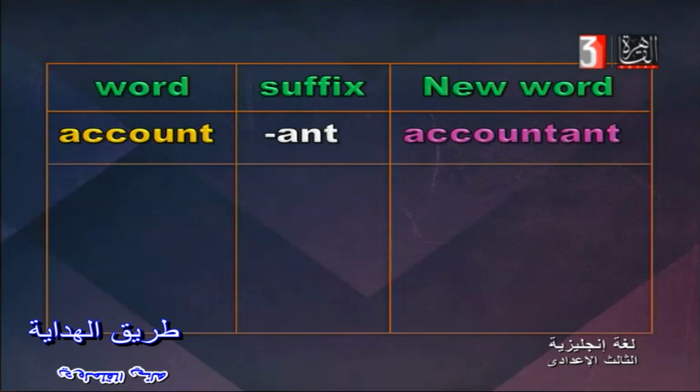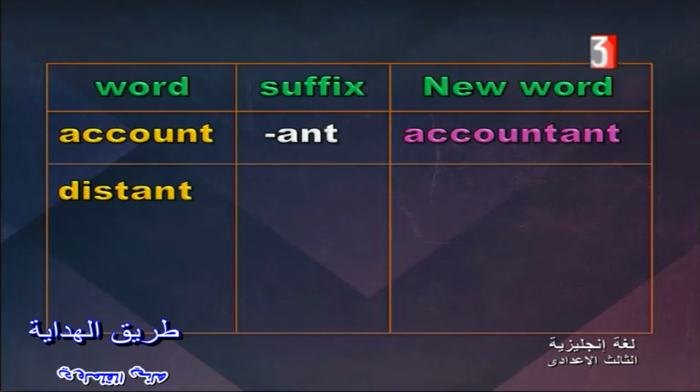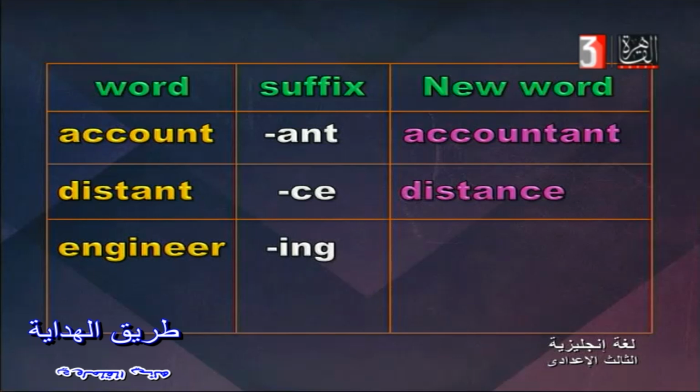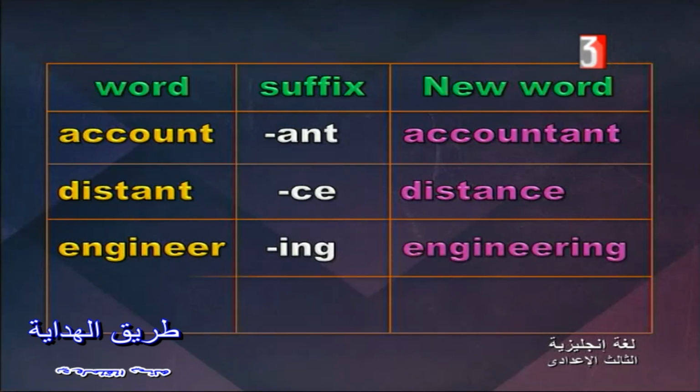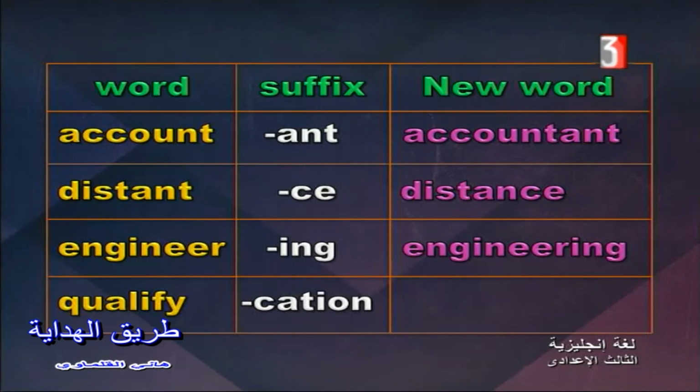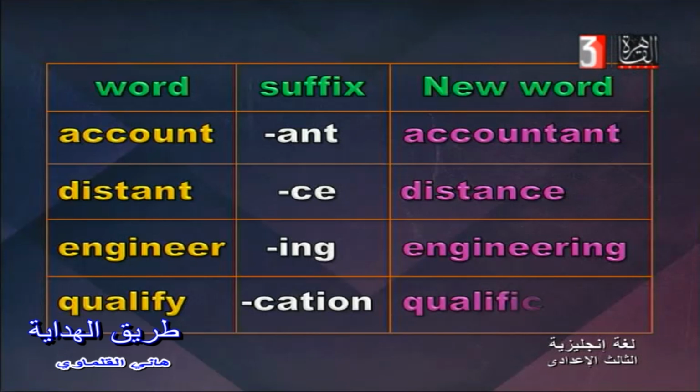Another word, we have distant. Distant is an adjective. عايزين نحولها لnoun. We change t into ce, so distance معناها مسافة. Engineer, مهندس. In order to get the noun, الهندسة نفسها, we put the suffix ing, so engineering. We have qualify, يؤهل. In order to get the noun from this verb, we add the suffix cation, so qualification. Qualification معناها مؤهل.